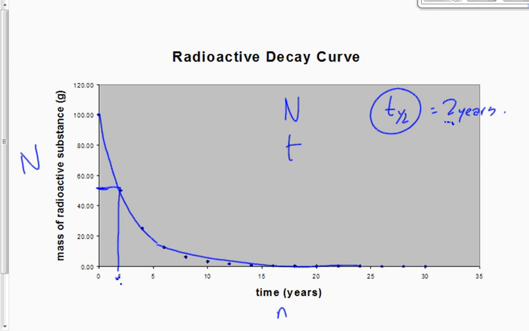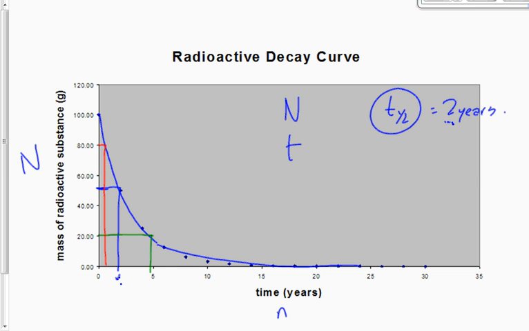How long does it take to go down to 20 grams? Well, let's go to 20 and go over and down. Looks to be almost 5 years. So it takes 4 point whatever years to go down to 20 grams. What about how long does it take to get down to 80 grams? Well, let's go over and down. Looks to be about a year. You want to find a time, you're going to go over and down every time.